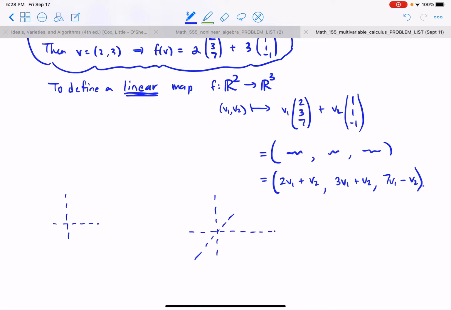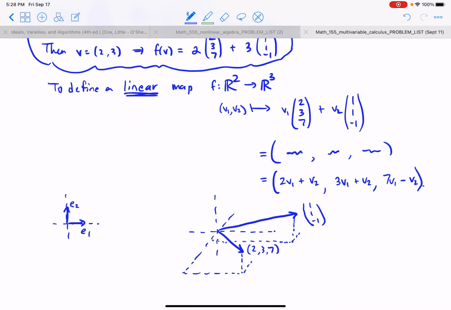And this is a cartoon, so I don't have to draw 2, 3, 7 and 1, 1, minus 1 super well. But I'll just draw some vector. Let's say this is the vector 2, 3, 7. And this vector over here is the vector 1, 1, minus 1. It doesn't even look like this is totally wrong. But it's a cartoon. So e1, e2.